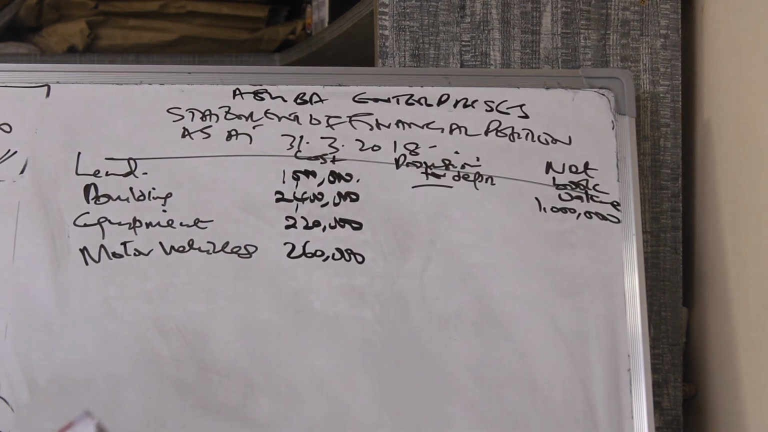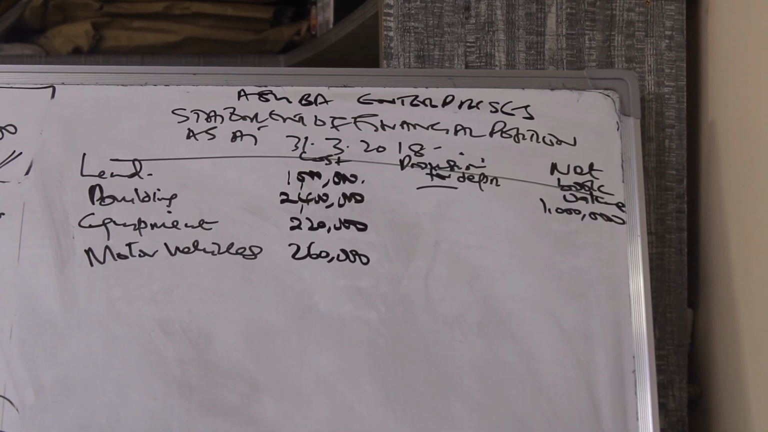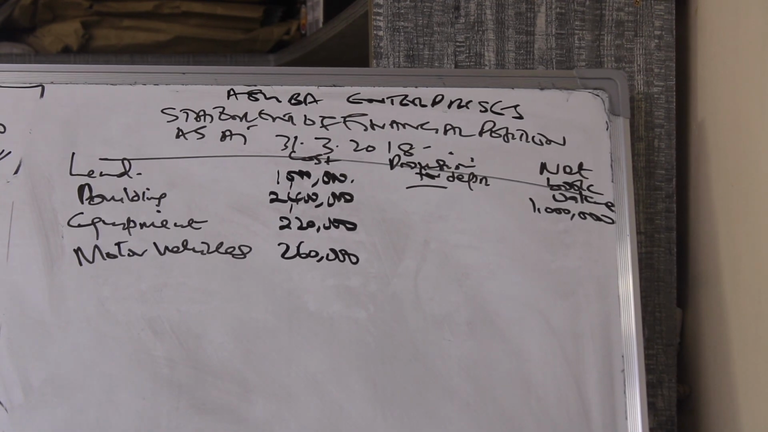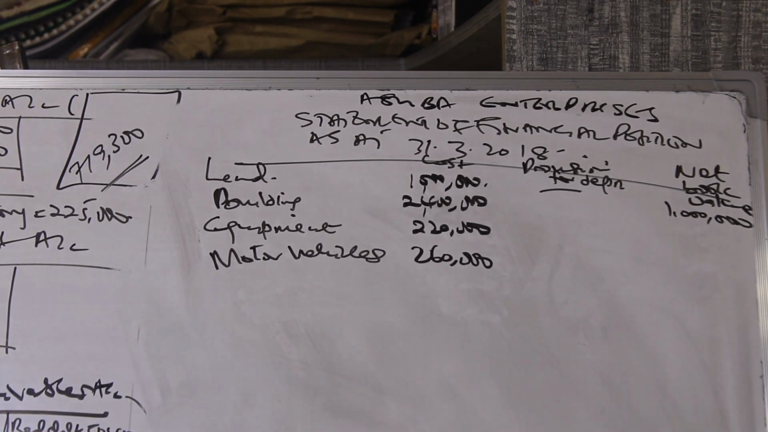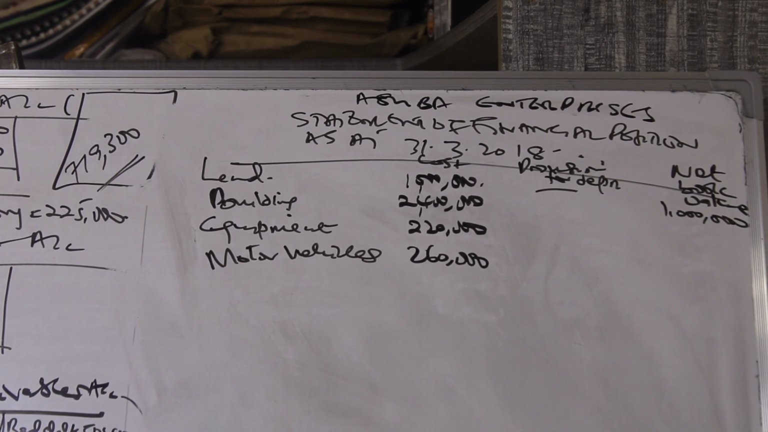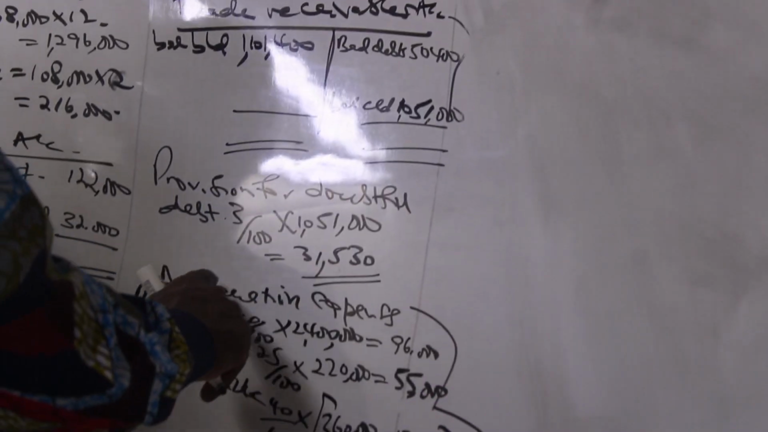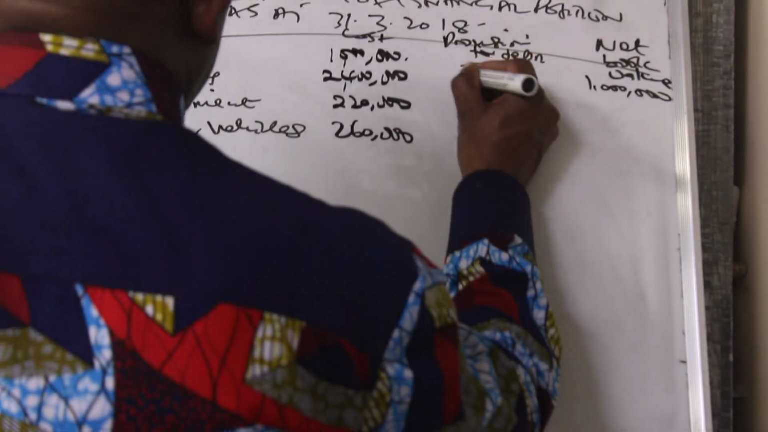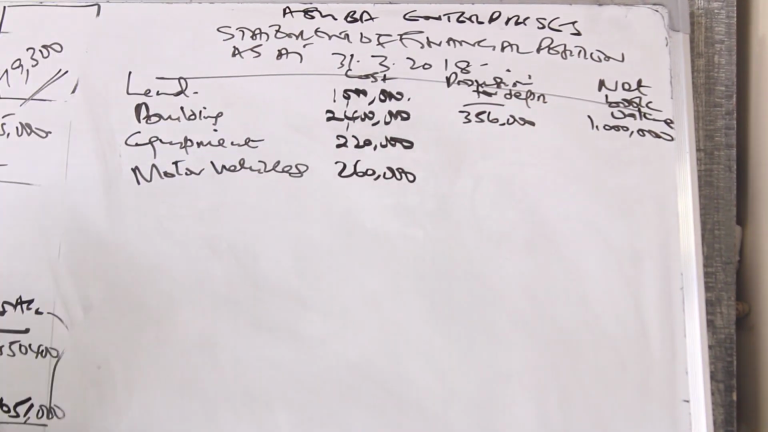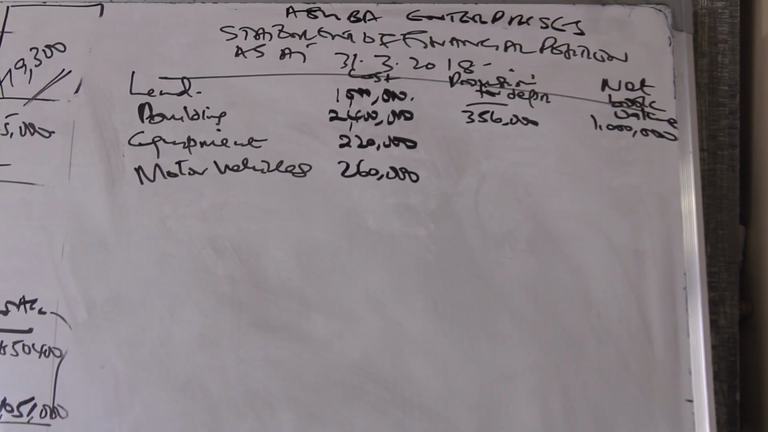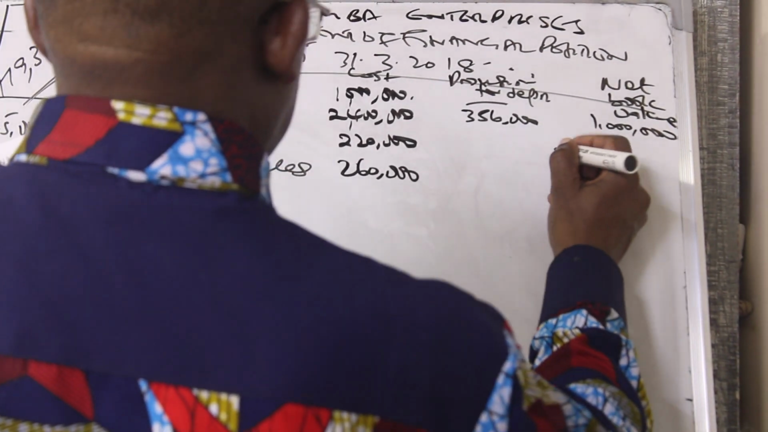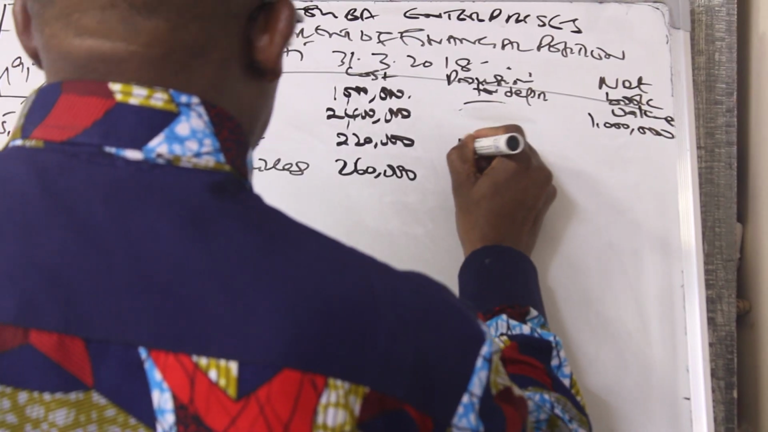But building, at the opening, the accumulated depreciation for building was 260,000, plus the charge for the year, depreciation building 96,000. 260 plus 96, we get a figure of 356,000. So we subtract from 2,400,000 minus 356,000, we get a figure of 2,044,000 for buildings.